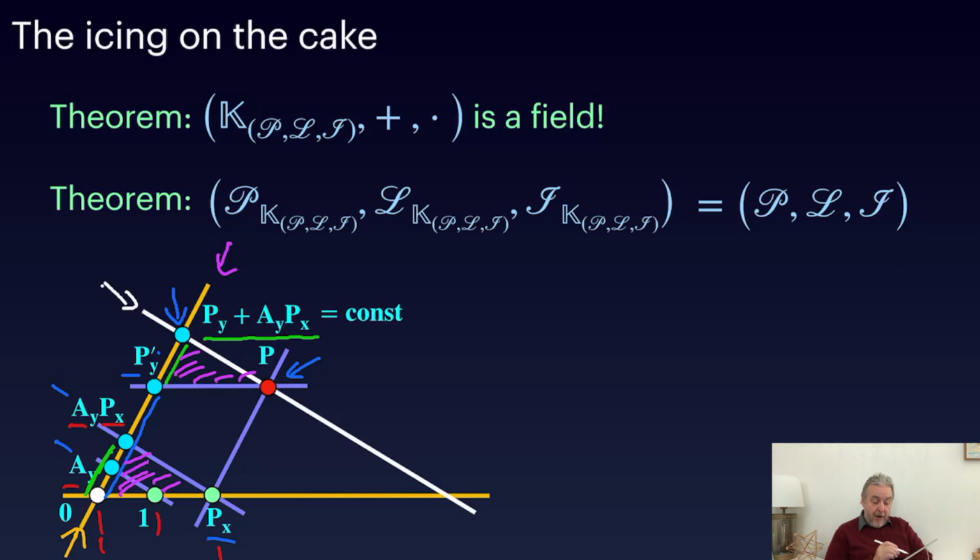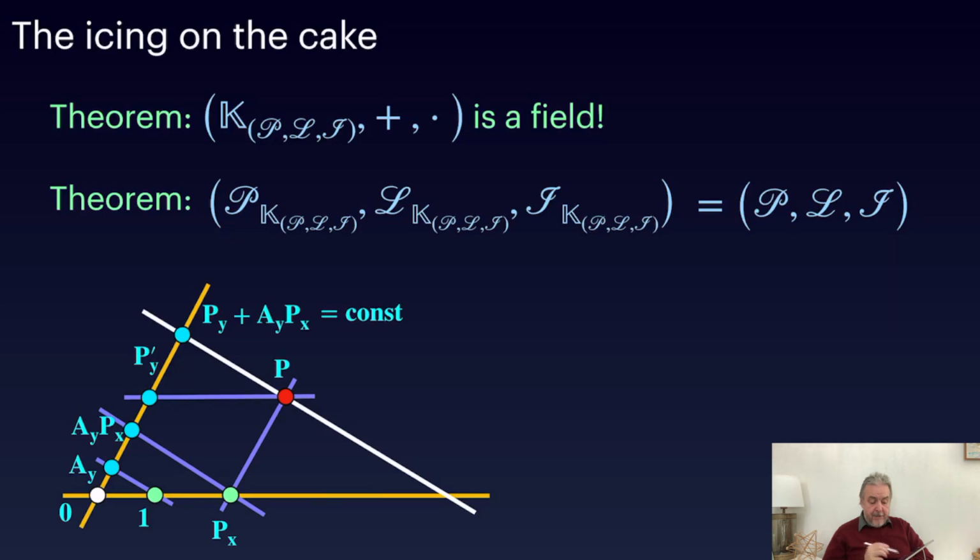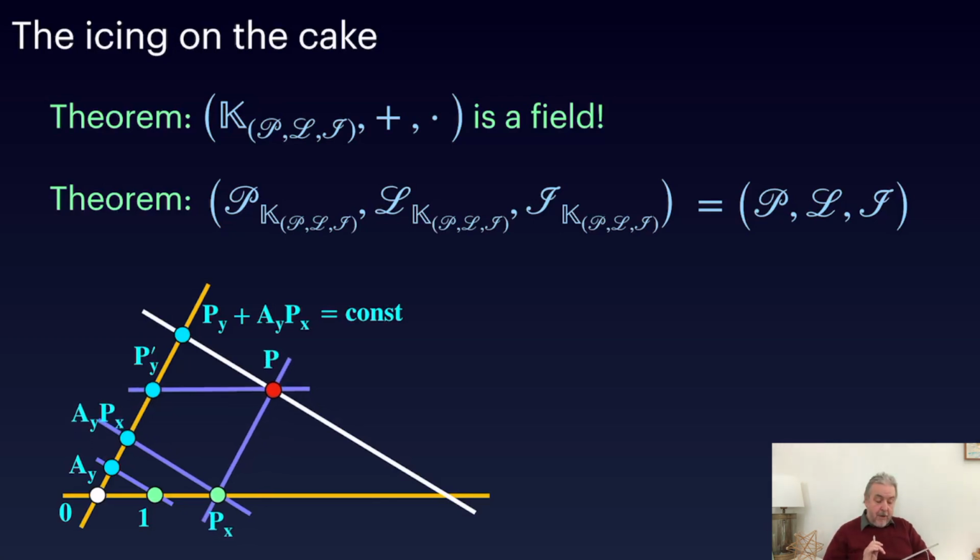But now look what we have here. This here is an equation telling you that Py plus Ay times Px is a constant number, which is nothing else than a linear equation in the world of our field. So lines are indeed defined by linear equations. So let me move, just to exemplify what's going on, my point P a little bit, and you see everything moves, but this point here just remains at the same position. So we proved lines indeed have linear equations in that world.